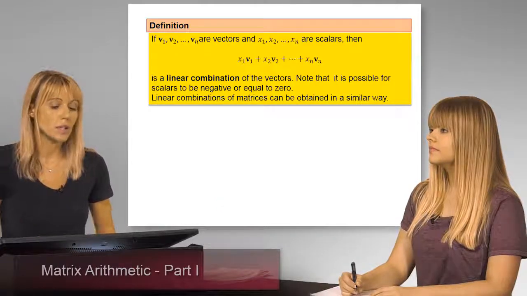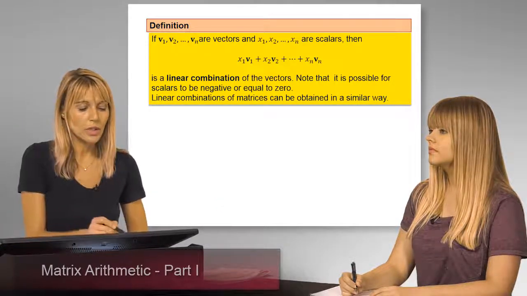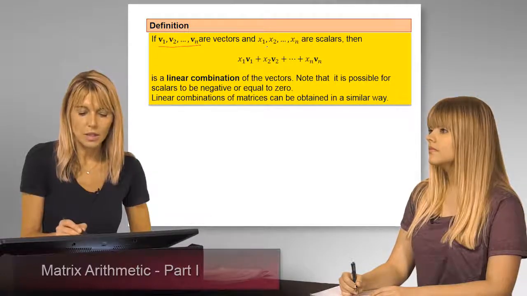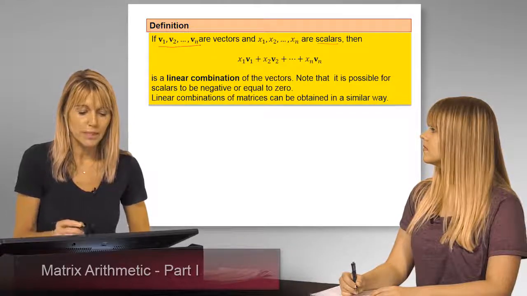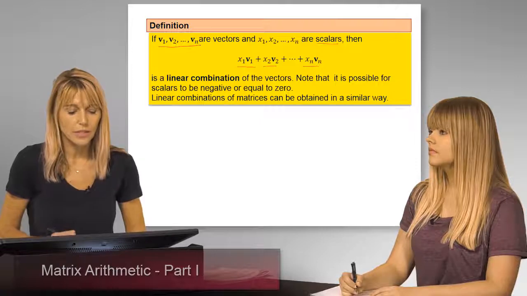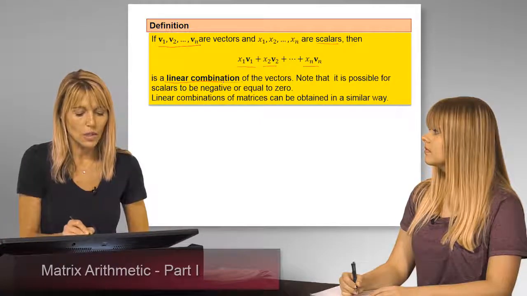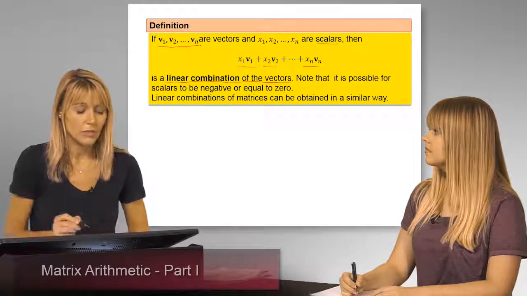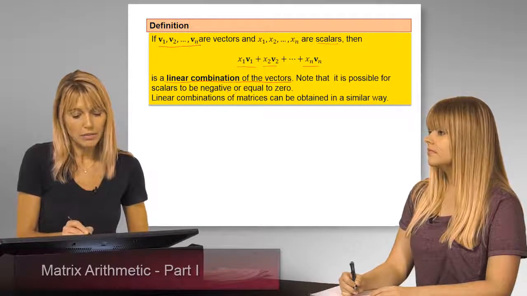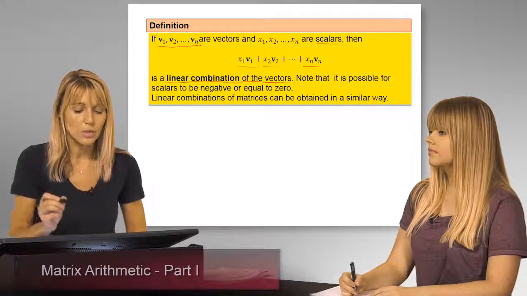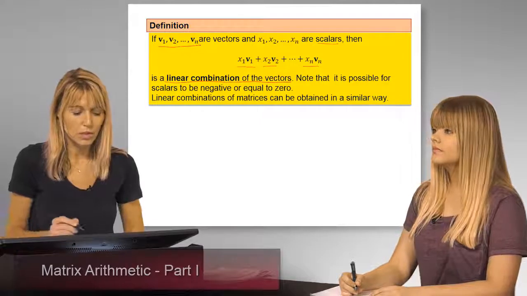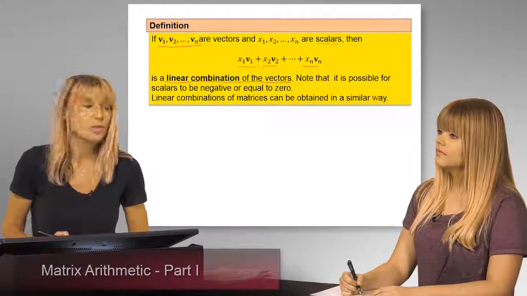All right, now let's look at the definition, which is actually very important. If you're given a set of vectors, we have n vectors here, v1, v2, vn, and x1, x2, xn are scalars, so just numbers, then x1 times v1 plus x2 times v2 plus xn times vn is called a linear combination of the vectors v1, v2, vn. Note that it is possible for scalars to be negative or equal to 0. So this x1, x2, xn could be all negative, could be equal to 0, or some of them could be equal to 0. Linear combinations of matrices can be obtained in a similar way.